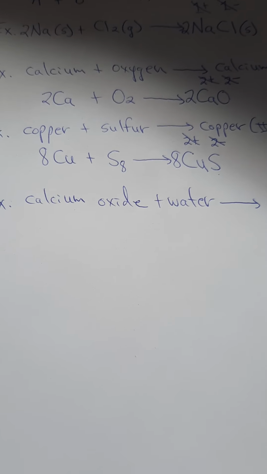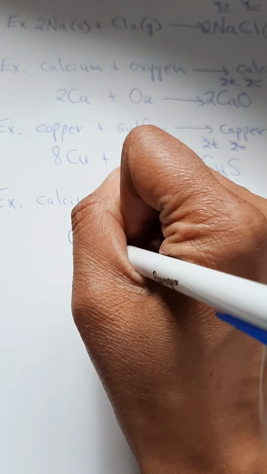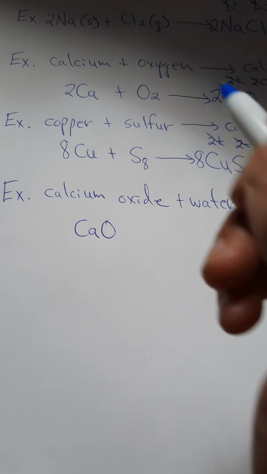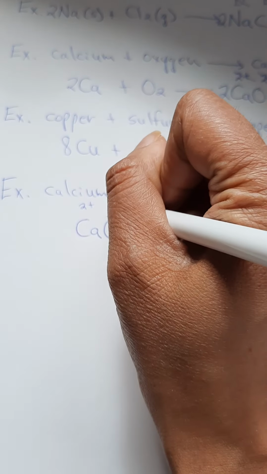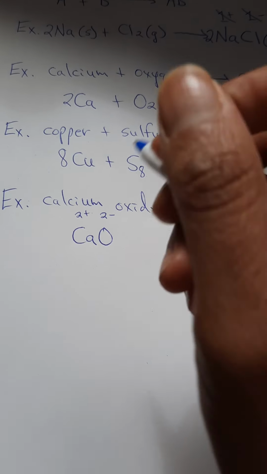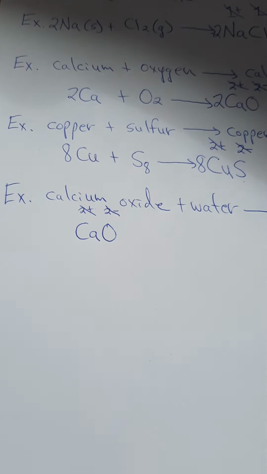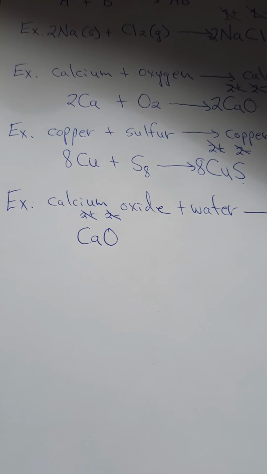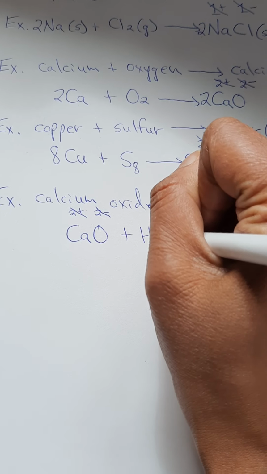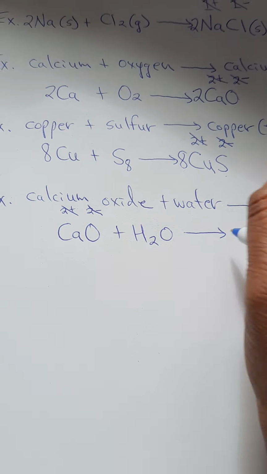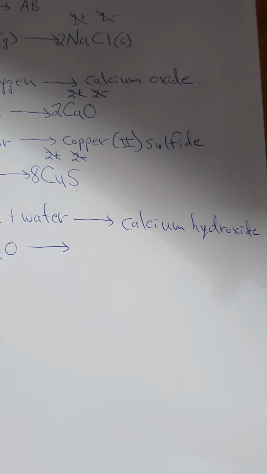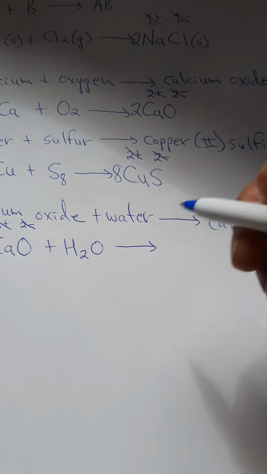So let's try writing it out. Say I have calcium oxide. I can check the charges again. Remember, calcium is in group 2, so it's 2 plus. Oxygen is always 2 minus. Again, I notice they just cancel each other out. So the compound formula is just going to be CaO plus water. We should all know what water is. Water is H2O like this. And what it's forming, we said, is calcium hydroxide.